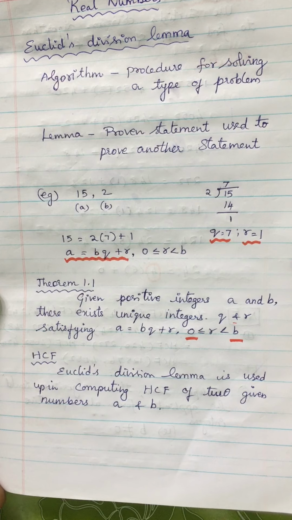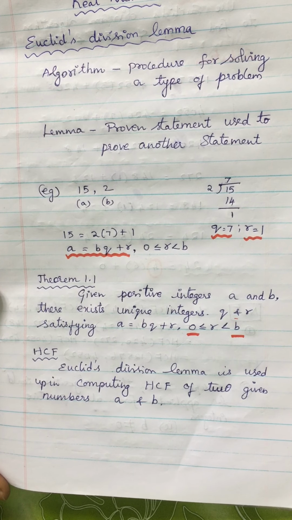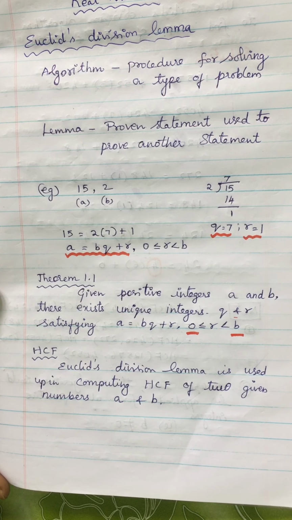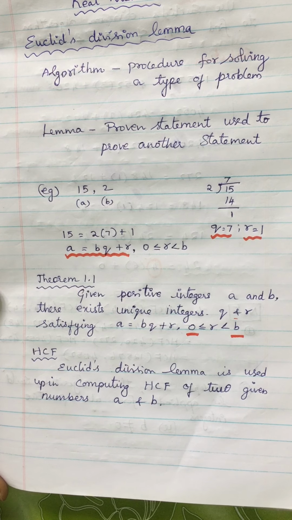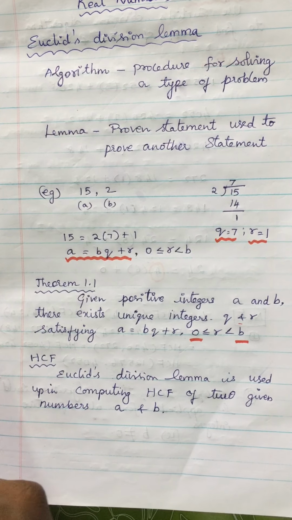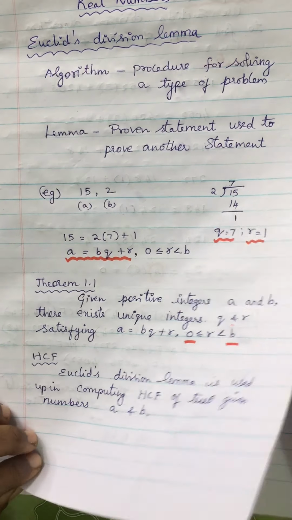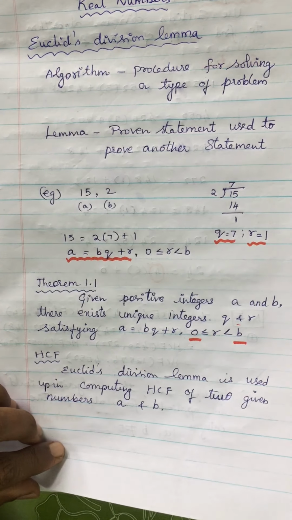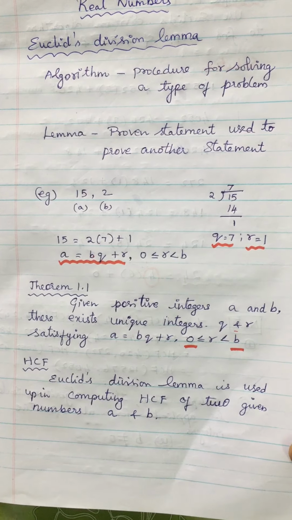And then what do you mean by HCF? As you all know, HCF is nothing but the highest common factor of the two given numbers. Here we are applying Euclid's division lemma for calculating the HCF of the given pair of numbers.